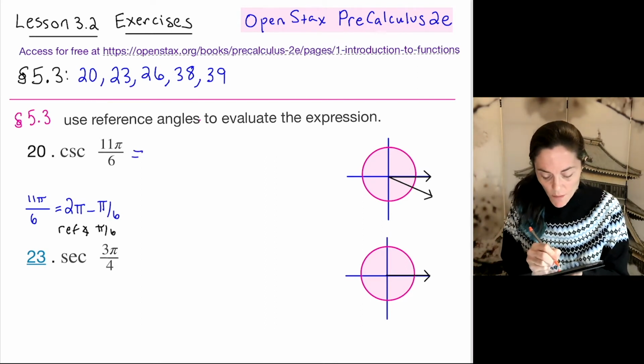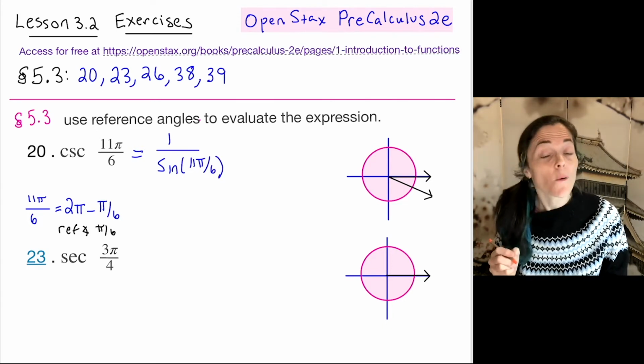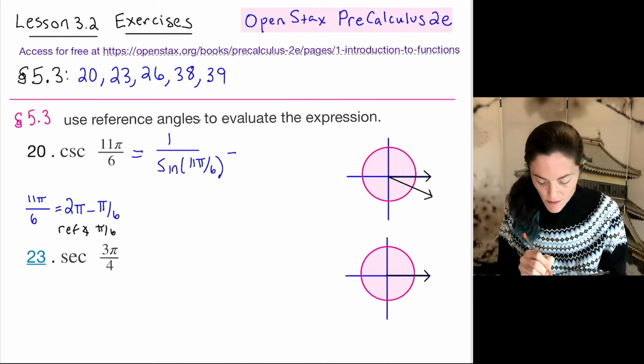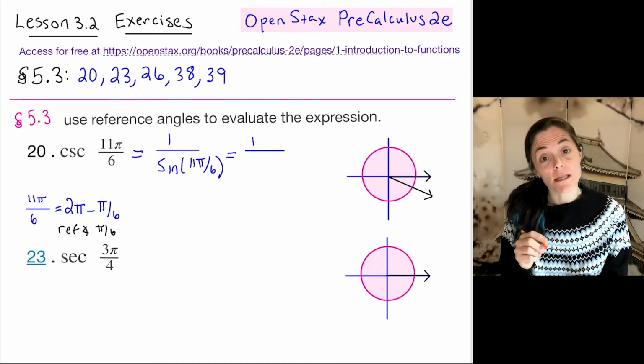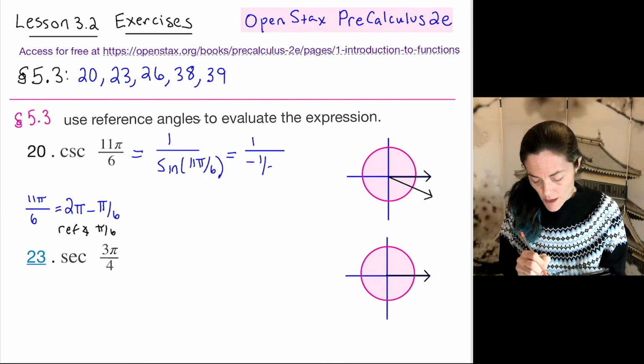Cosecant is 1 over the sine, so this will be 1 over the sine of 11 pi over 6. Now, in quadrant 4, the sine is negative. So this will be 1 over, well, pi over 6, our reference angle, has sine 1/2. This is 1 over negative 1/2, which is negative 2.